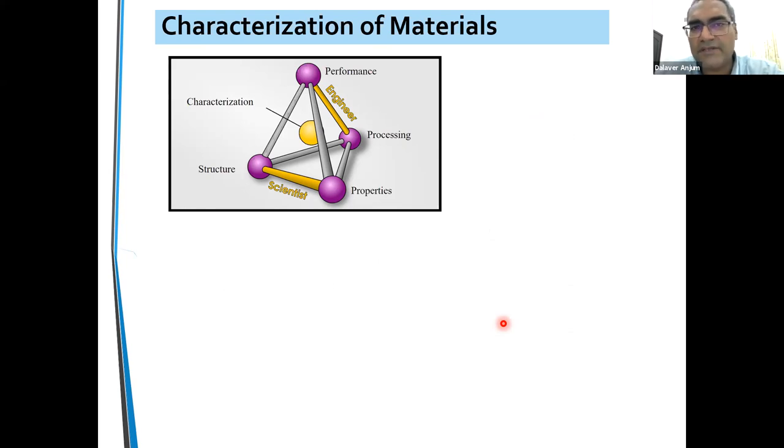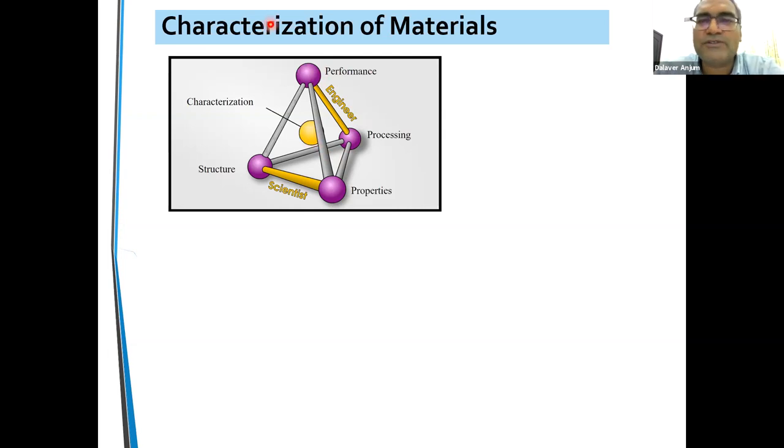For the characterization of materials, it's very helpful if we keep in mind this tetrahedron. You start with materials processing here, and then you come up with the material, and this material has a certain structure. This structure leads to certain properties of that material. Then you combine these three and you can get the performance of all that, like if you want to make a solar cell or an energy harvester, things like that. But in the center of this tetrahedron, there is a golden box, a golden circle, sorry.